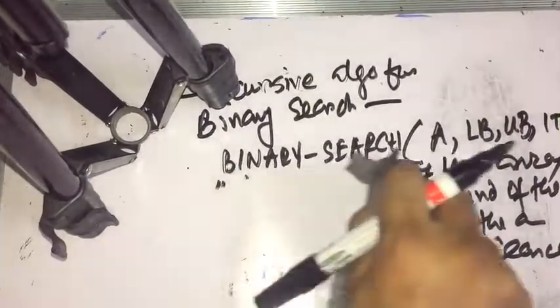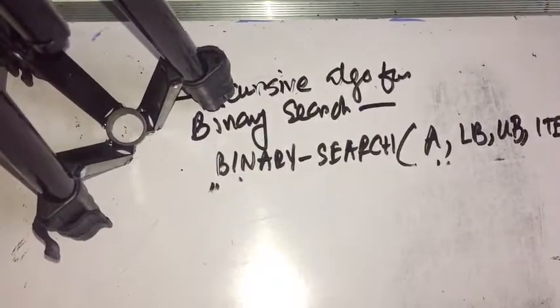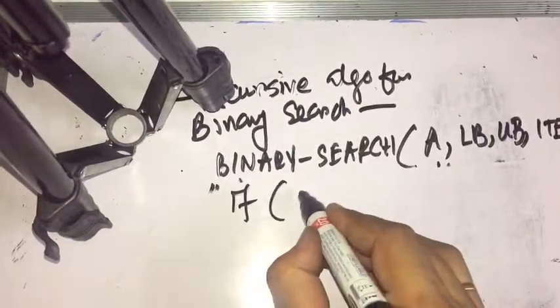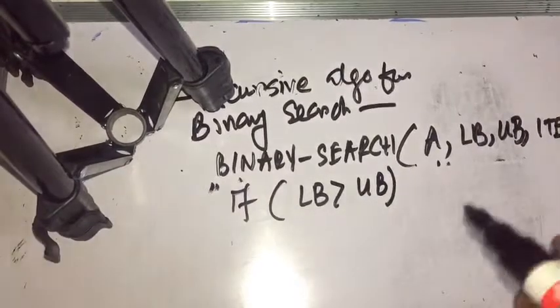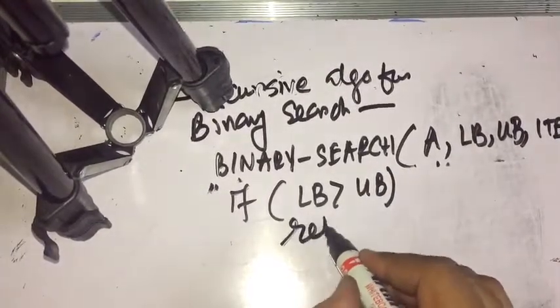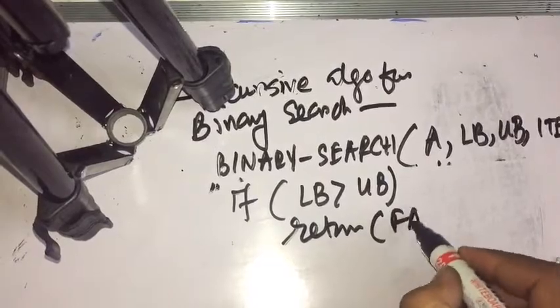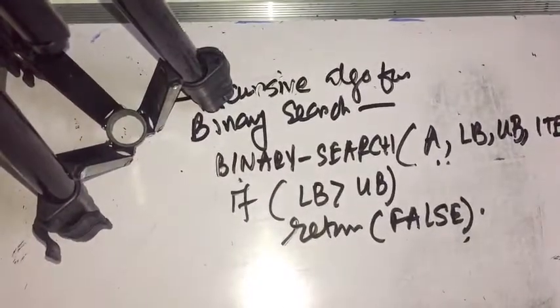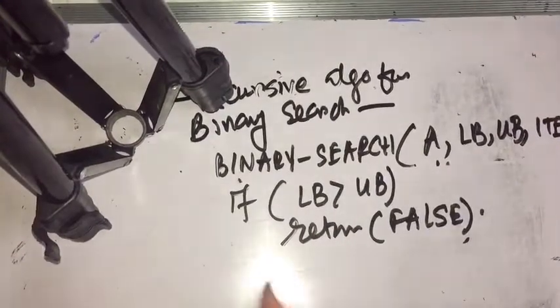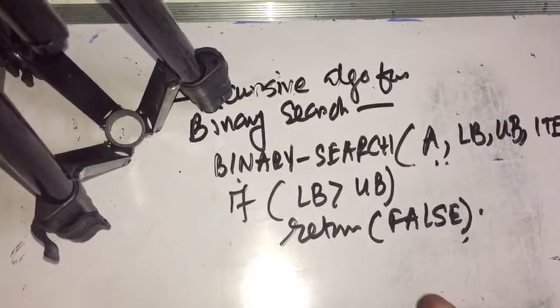Now the algorithm. If LB, that is lower bound, is greater than upper bound, then return false. That is, no element is found. Return false means terminate the algorithm.